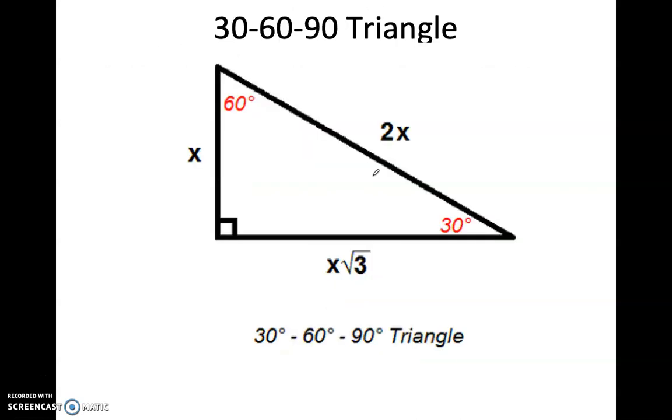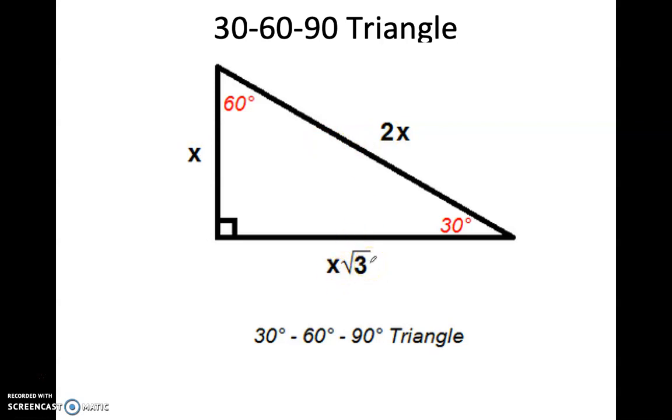The other one is this one, 30, 60, 90. What happens here is the 60-degree leg is your short leg. It's always x. The long leg is the 30-degree leg, and that's always x times the square root of 3. And the hypotenuse is always 2 times x. So if this x were a 5, then this would be 2 times 5. It would be 10. And this would be 5 times the square root of 3.